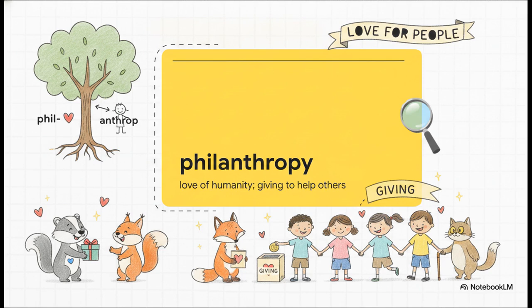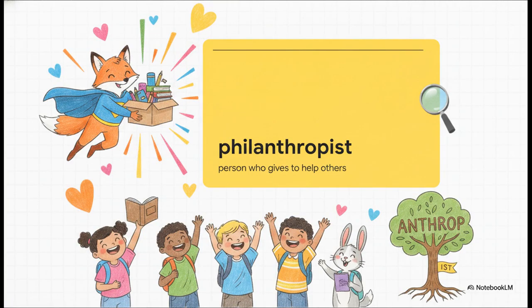Phil means love, so philanthropy means love for people. And just like we saw with anthropology, we have a word for the actual person doing the action, right? The philanthropist. Phil is love, anthrop is human, and the ending -ist means a person who does something. So a philanthropist is a person who loves people by helping them out.